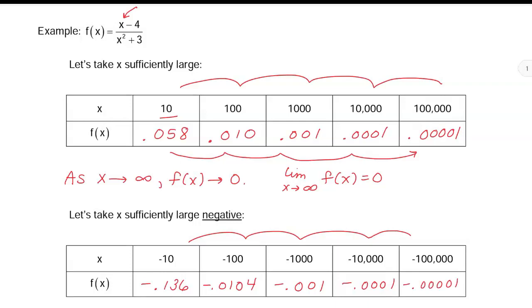Here again, as x approaches a very large negative number, the y value gets closer and closer to 0, but it's coming from the negative side. So we can write: as x approaches negative infinity, f of x approaches 0. Or another way to write that is the limit as x approaches negative infinity of f of x equals 0.